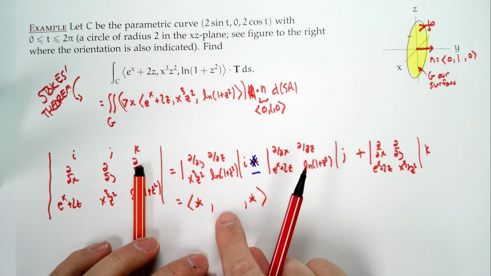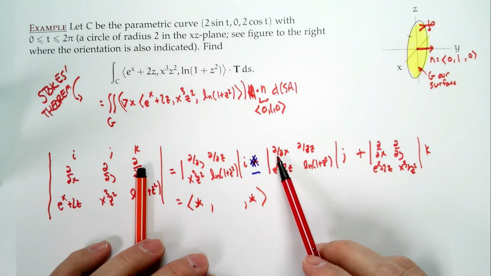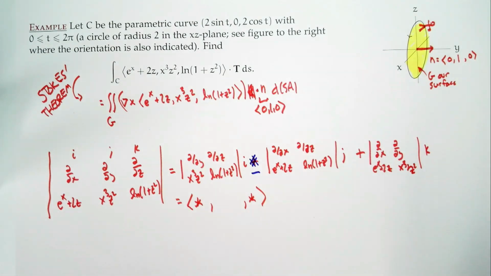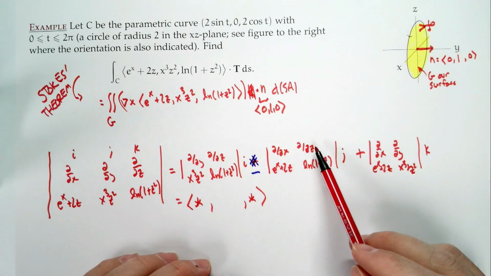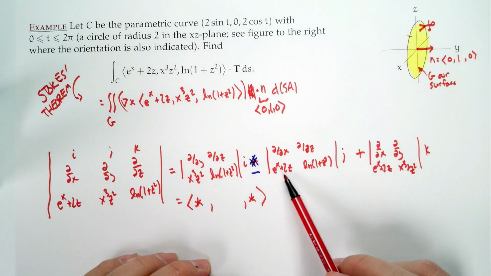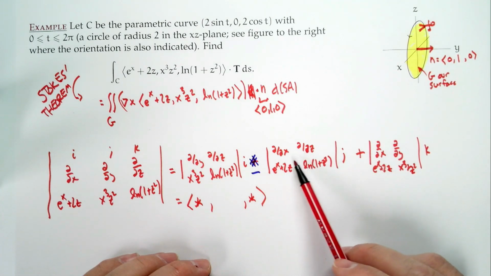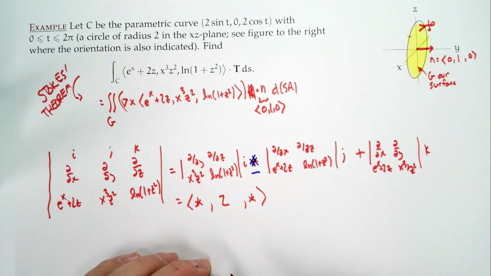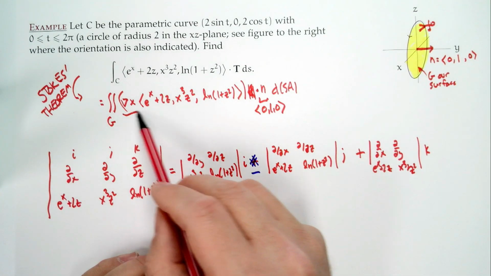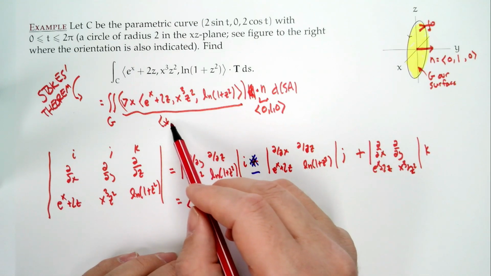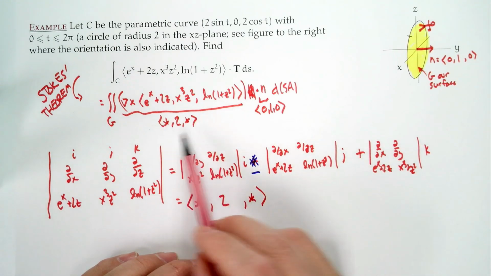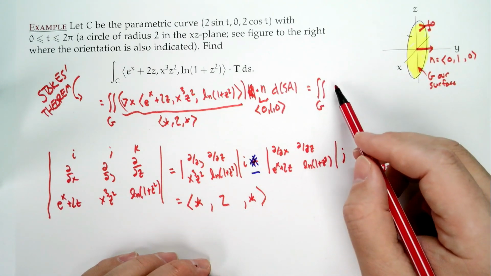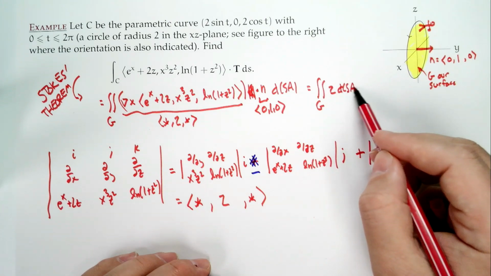So I need to figure out this middle entry. We're taking the derivative with respect to x of log of 1 plus z squared. Look, there's no x. That's 0. Boom, gone. Then we're going to subtract the derivative with respect to z of e to the x plus 2z. This derivative would be 2. We're subtracting it, but there's another minus here, which makes this a 2. So this becomes something to something. We dot these together, and we see that this is the integral over our surface of 2 dS.